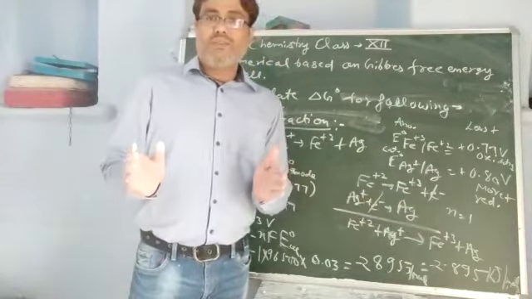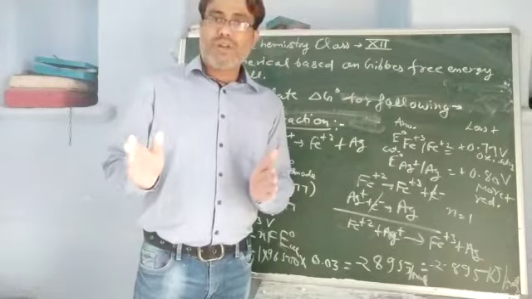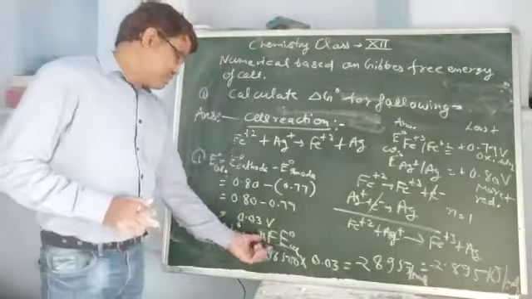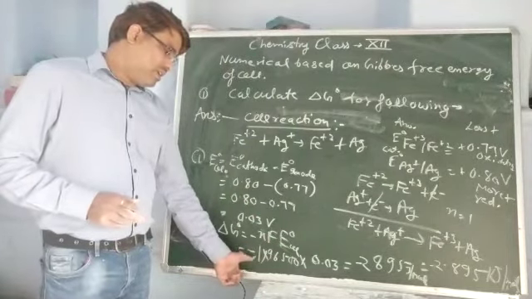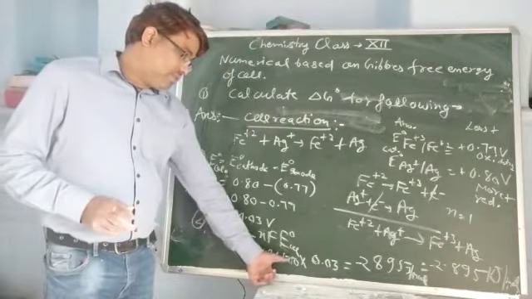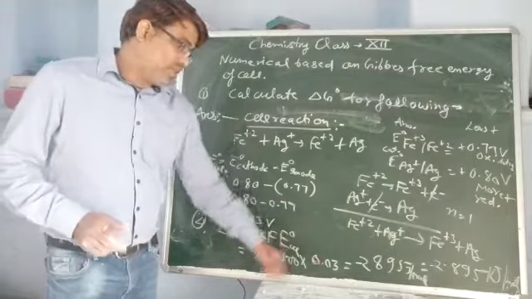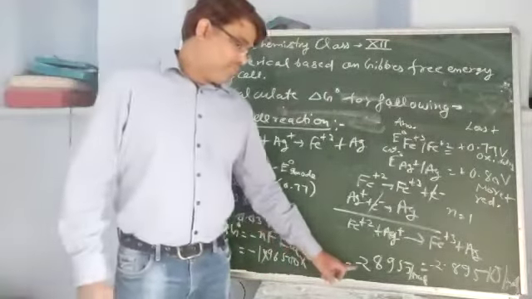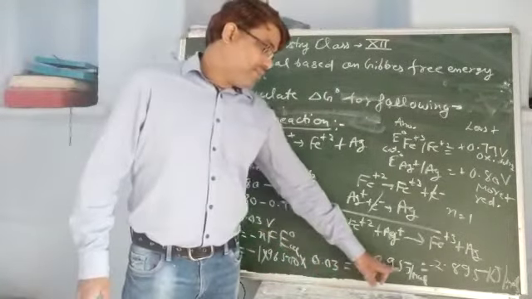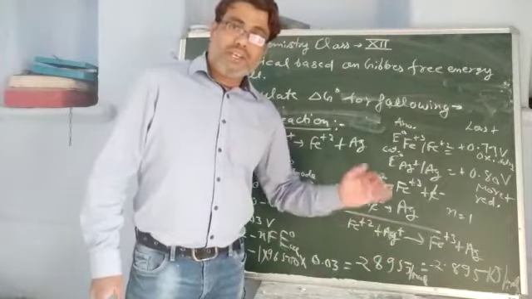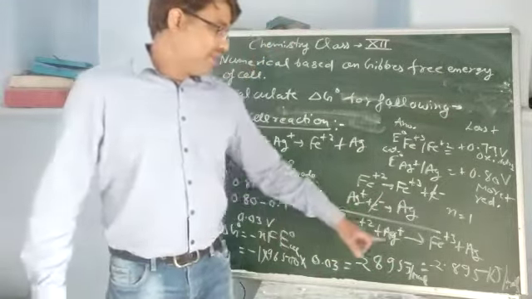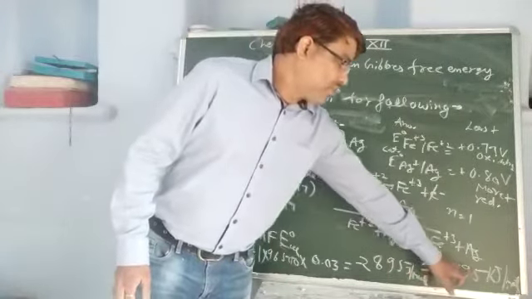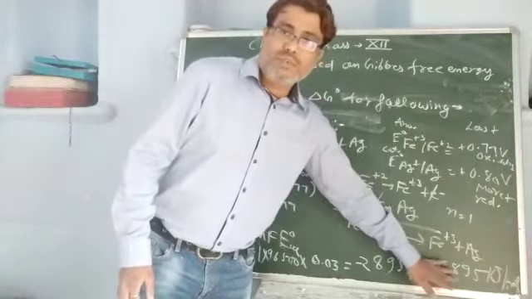And the Faraday, you know, 1F is equal to 96500 coulomb. So when we put these values here, minus nF E naught cell is equal to minus 1 into 96500 into 0.03. So it is equal to minus 2895 joule per mole. When we convert this into kilojoule, we divide by 1000. So we will have minus 2.895 kilojoule per mole. That is the answer. So this numerical is completed.